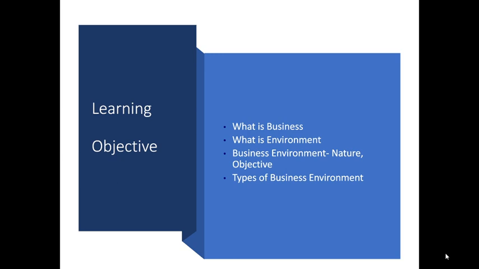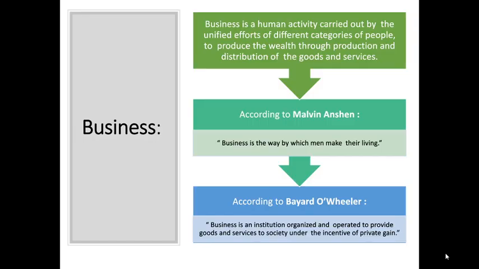So in this video, the learning objective is that you will learn what business is and what an environment is as a whole. And when you distinguish these two, you will learn together what business environment is and what its nature and objectives are. And also we'll discuss the types of business environment that are affecting your company or your business. Okay, so let's get started.